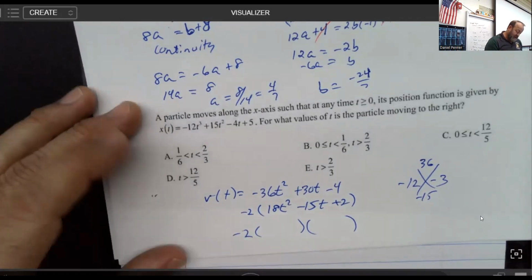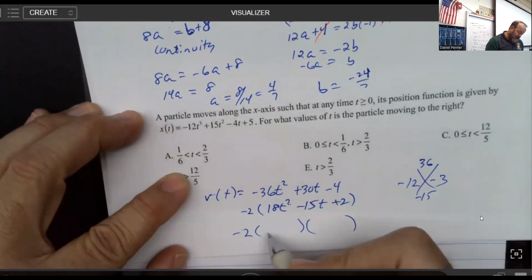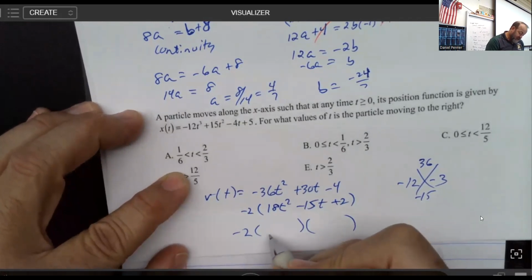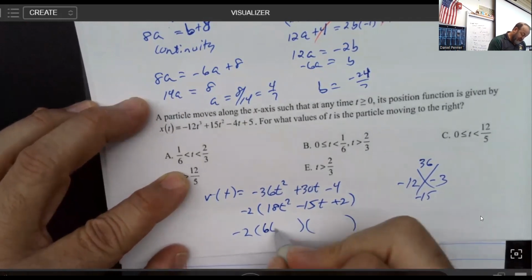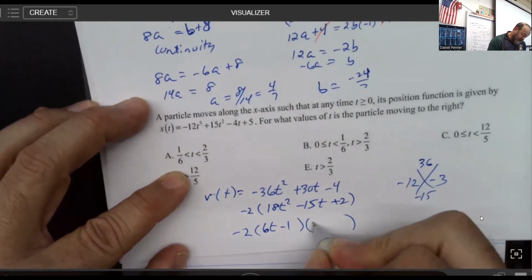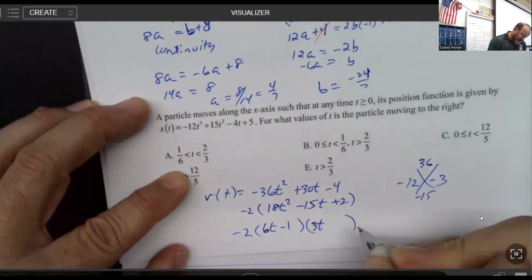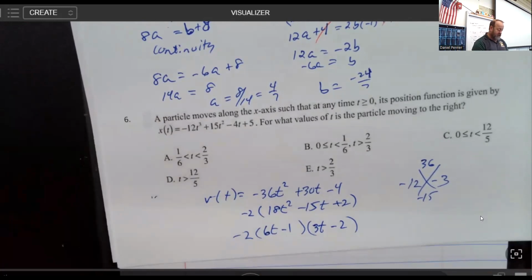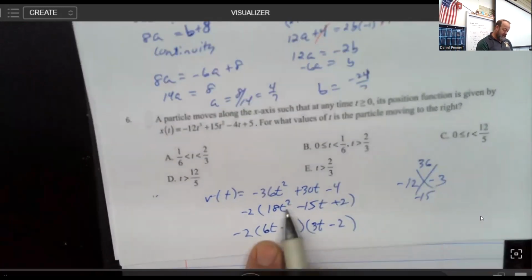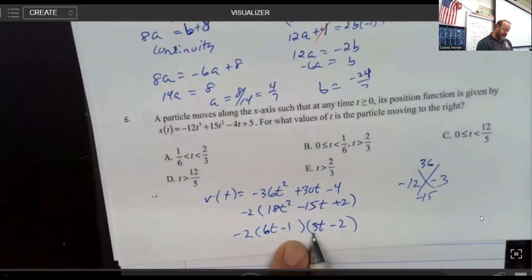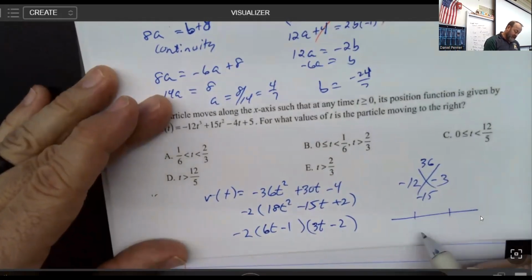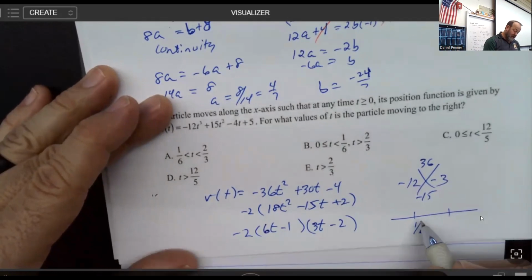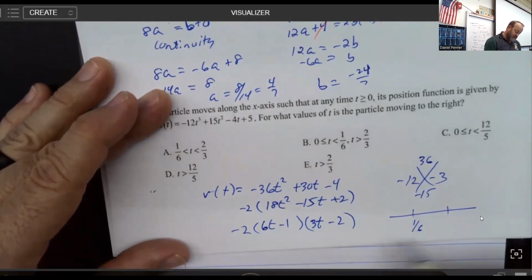And so I said, well, if 1/6 is a root, and that would be something like 6t minus 1 times, let's see, to get 18, it'd be 3t minus 2. Double check: if we distribute that out, that does give me 18t squared and -12 and -3. This does work. And so keep in mind what we are looking at is a quadratic with roots of 1/6 and 2/3.